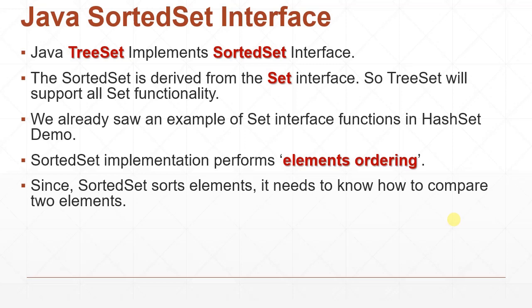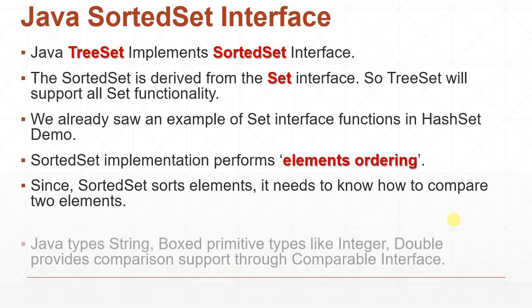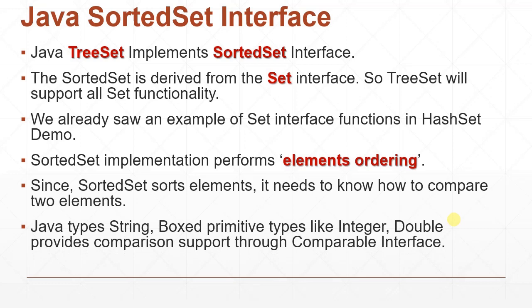So there should be a way to compare. That's what we want to say here. So the TreeSet should know how to compare two elements. Whatever you are storing as an element needs to be comparable. Java types like String or boxed primitive types like Integer, Double, Boolean, all those inbuilt classes implement the Comparable interface.